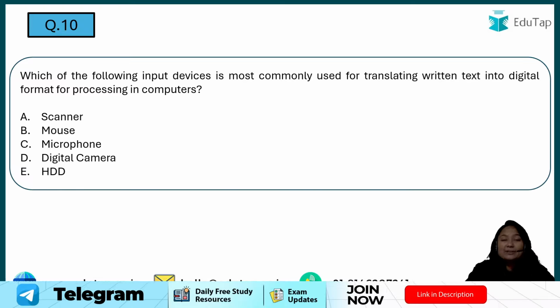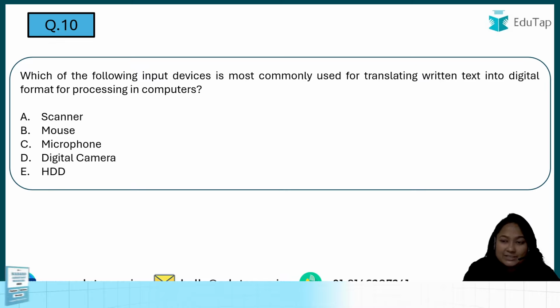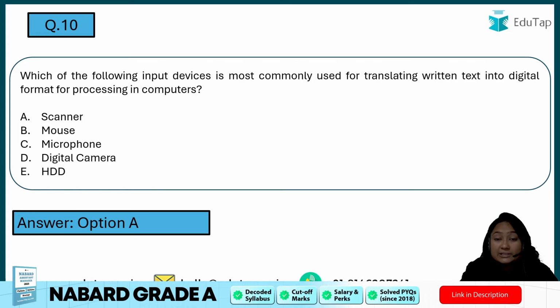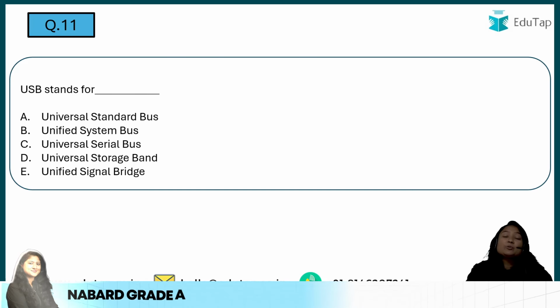Then we have the scanner. Now what does scanner do? It creates a digital copy of your physical document. And similarly this kind of language is used, and the correct answer here will be option A, sorry, scanner. Okay, option A, scanner. Now USB stands for what?